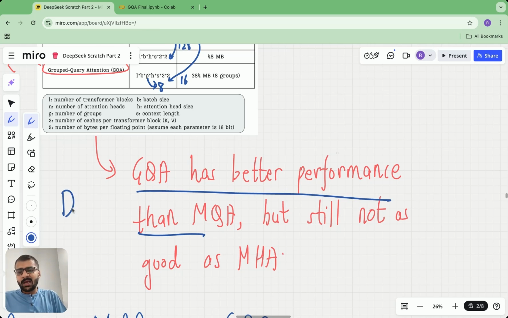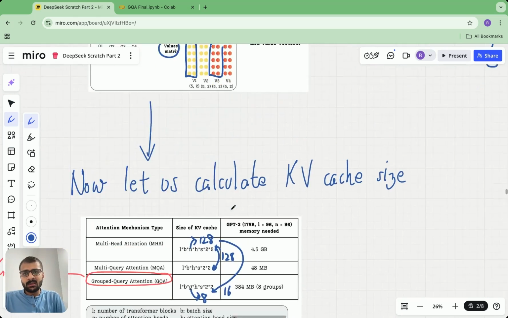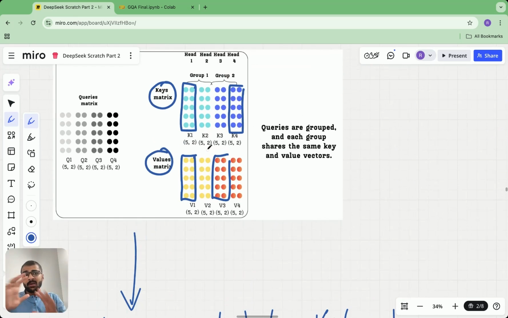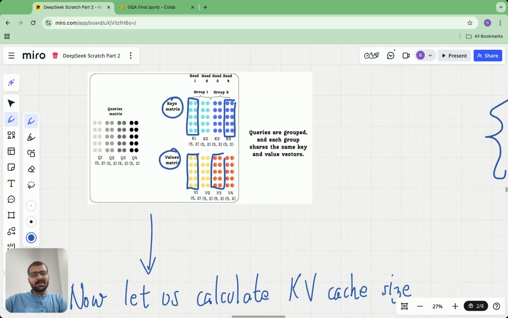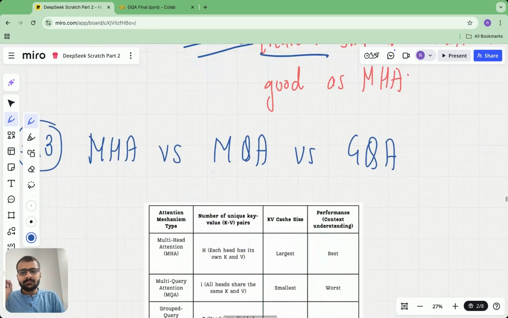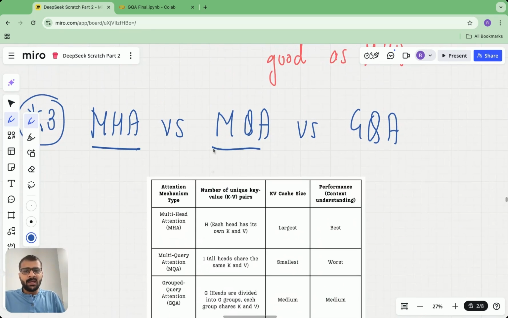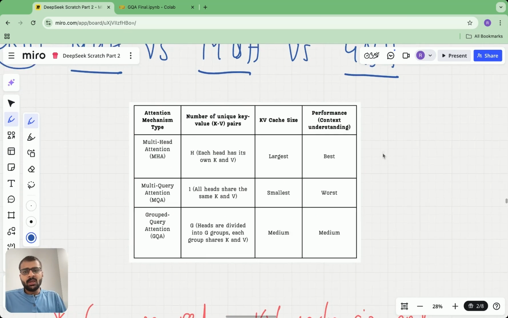This is in terms of diversity. When I say diversity, I mean the different perspectives which my attention heads can capture, making my language model better. GQA is better than MQA, but it's still not as good as MHA. We are still doing a bit of cheating. We are not doing as much cheating as we did in multi-query attention, but a slight amount of cheating is still being done.